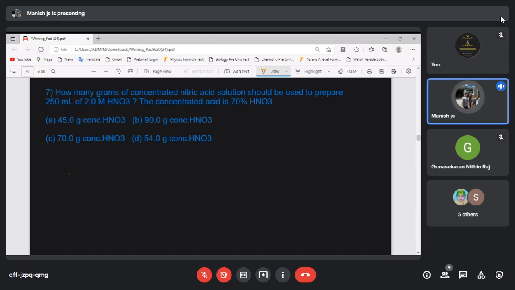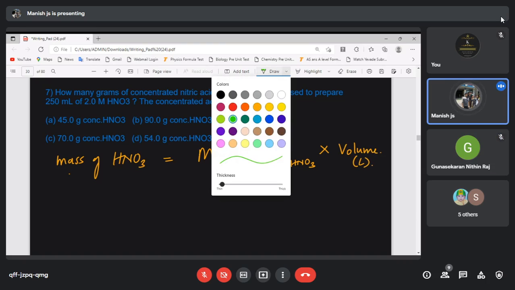So let's find out. So what do you do? First we try to find out what is the corresponding mass of HNO3, nitric acid. It will be equal to the molarity value multiplied by, after rearranging, the molar mass of HNO3 into the volume. Into the volume, rearranged. Volume will be in liters. Yes. So I am ensuring it.